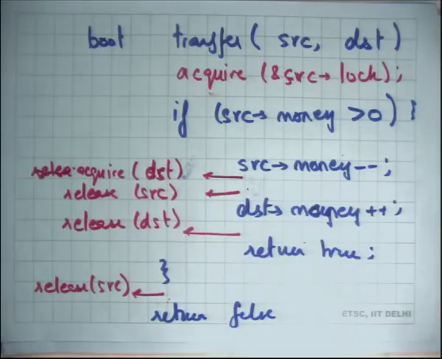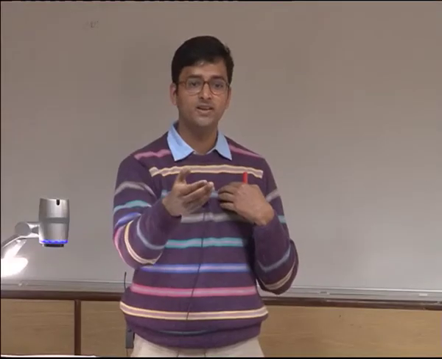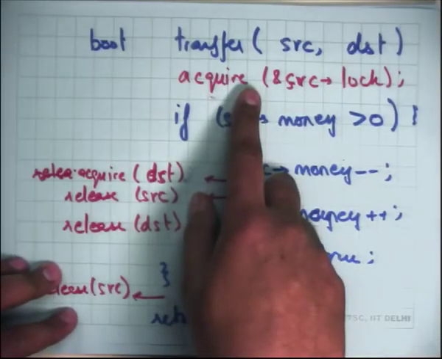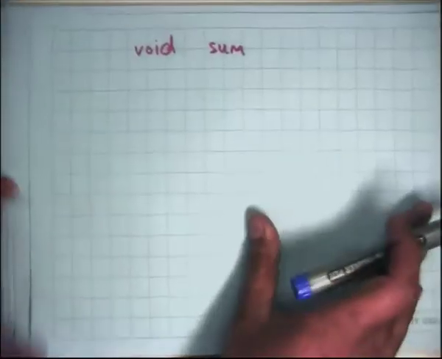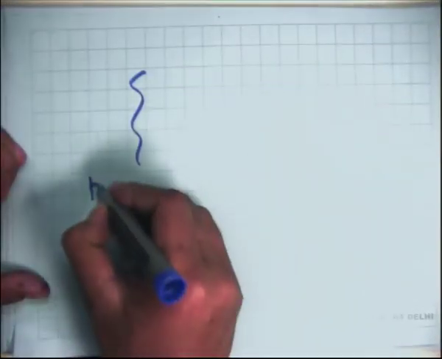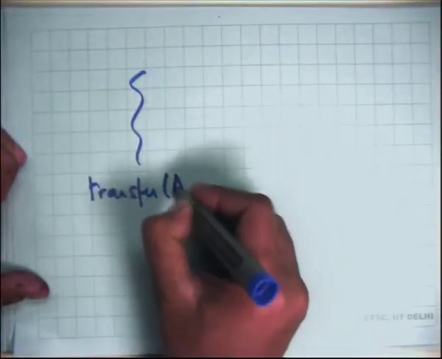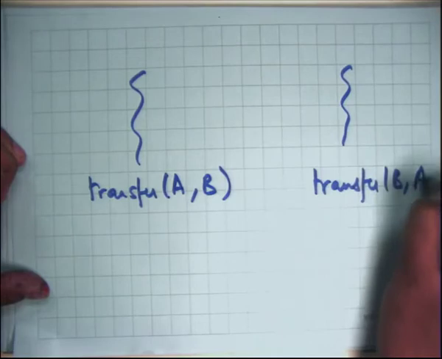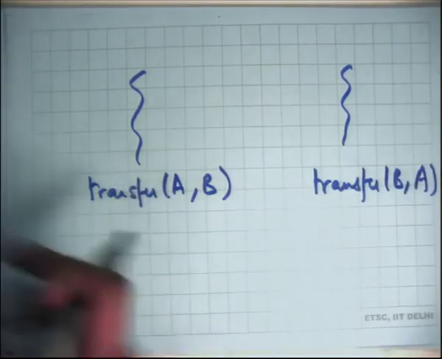Okay, so you may say, oh, that you can check. You can just say if source is not equal to dest, then do this, otherwise you don't do anything. That's a very interesting observation, but let's take it a little further. Let's say one thread is transferring from me to you, and another thread is transferring from you to me. So what will happen? Let me write it before I discuss. Let's say this is doing transfer A to B, and this is doing transfer B to A.